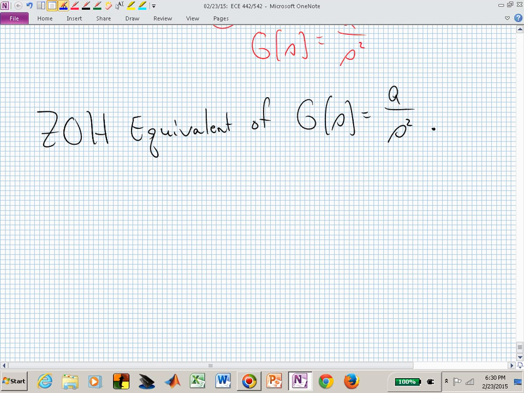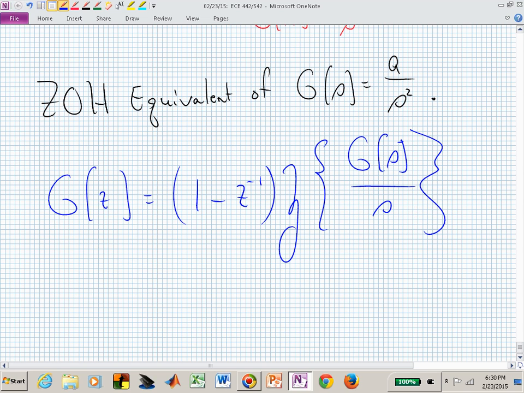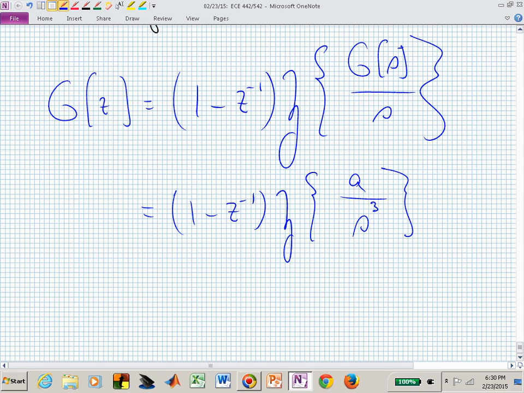G of z is what we want. That's 1 minus z to the minus 1 times the Z-transform of G of s over s. This is now 1 minus z to the minus 1 times the Z-transform of a over s cubed, since s squared times s is s cubed. Whew. s cubed. Do you remember what that looks like when we take it into the time domain?